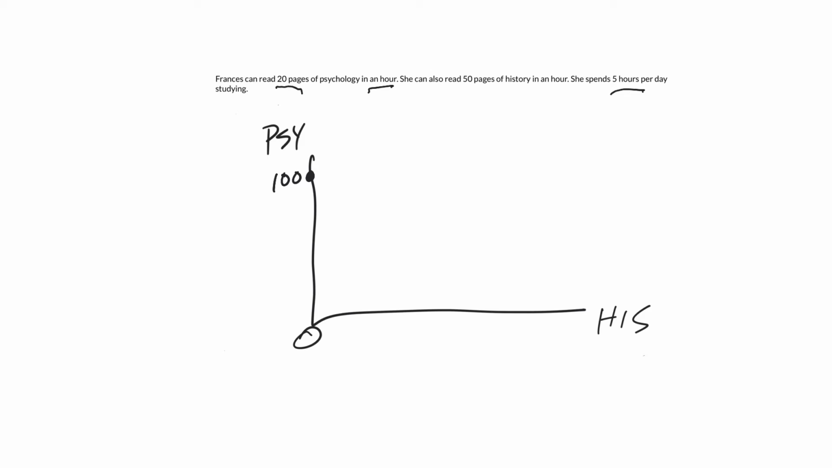Now, how about history? Well, she can read 50 pages of history in an hour, spends 5 hours a day studying, reading. So if she does nothing but history, how many pages can she read? Well, 5 times 50, 250. Okay. There's our production possibilities curve for Frances.